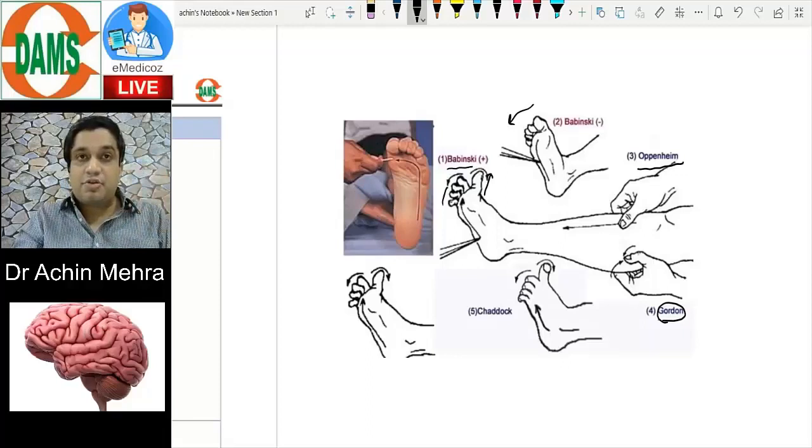And what is Chaddock sign? In Chaddock sign, we try to stimulate the lateral malleolus part, or maybe the lateral part of the foot this time. Foot in the sense the dorsal part of the foot. Okay, so we try to stroke the lateral malleolus and the foot on its dorsal aspect. And again, if you elicit the plantar response, that is a Chaddock sign. So Chaddock, Gordon, open hand: 3 different ways of eliciting a plantar response, right?